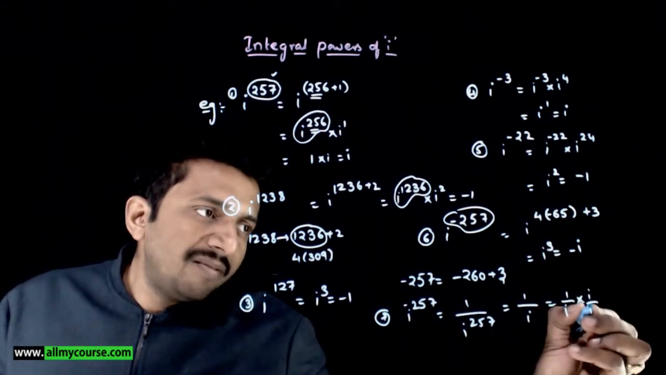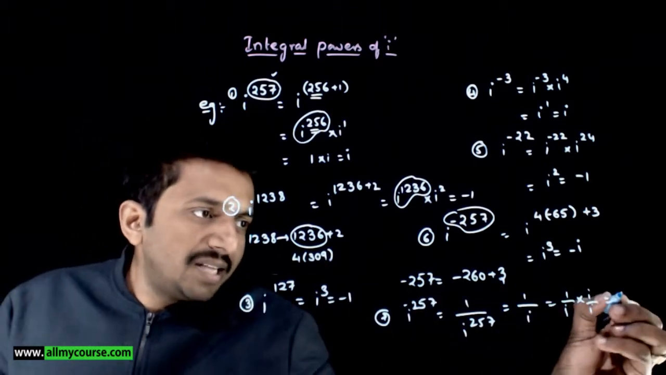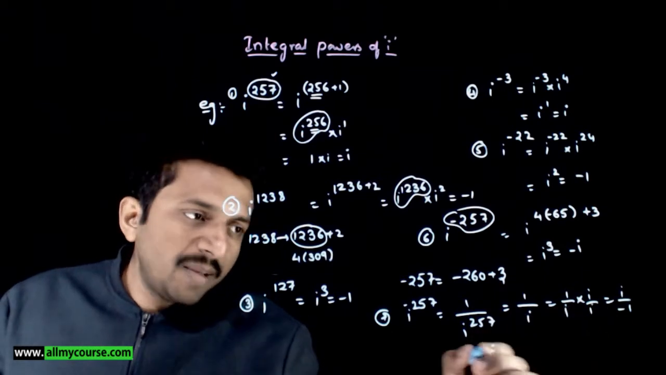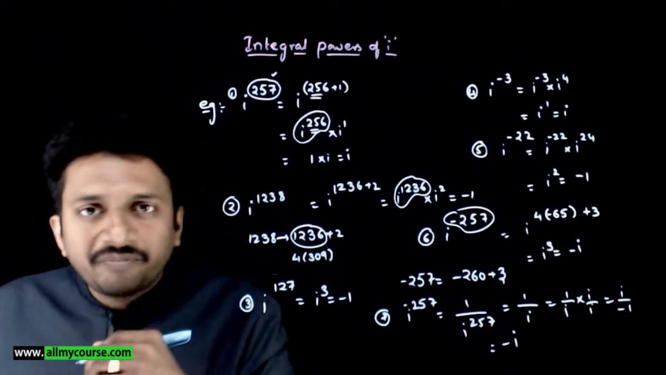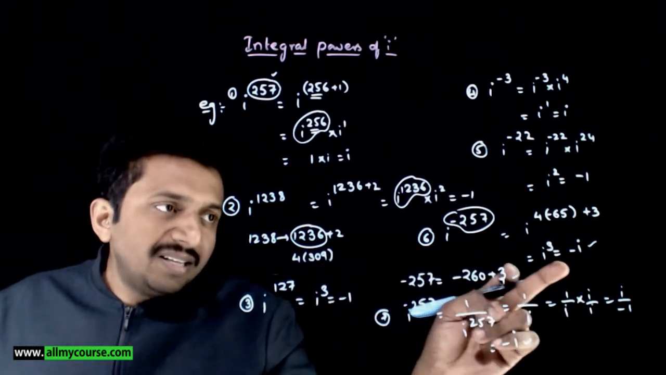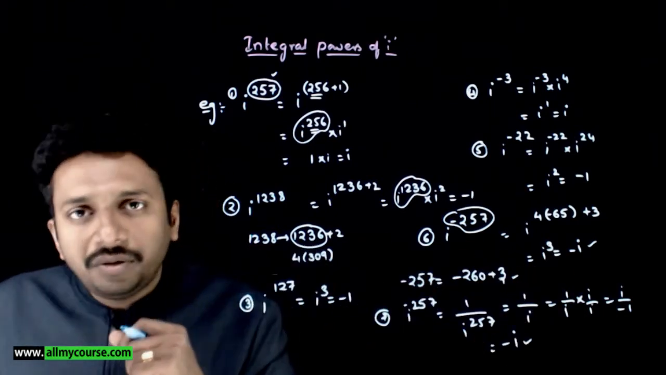So I'll multiply and divide it with i. That is equal to i by i square, which is minus 1. That is equal to i by minus 1, which is equal to minus i. So you got the same answer. You got the same answer whatever method you use.